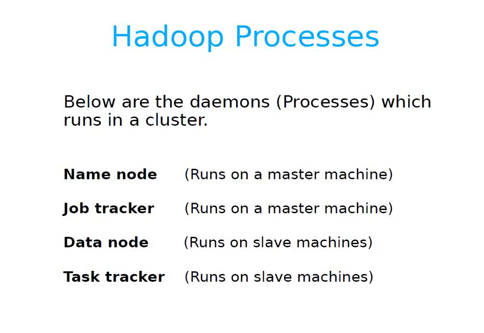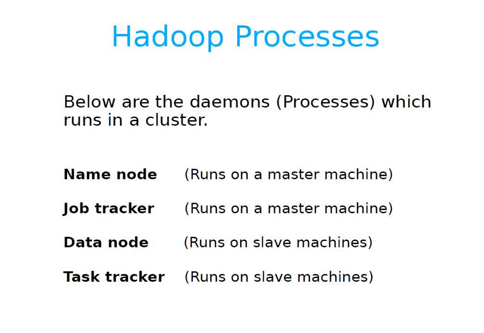The first process is name node. Name node, as discussed earlier, is a process which runs on the master machine and is responsible for your storage part. The next process we have is job tracker. It also runs on the master machine, but it is responsible for your MapReduce, or you can say processing part.